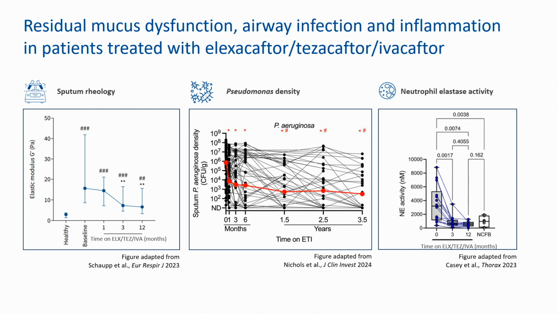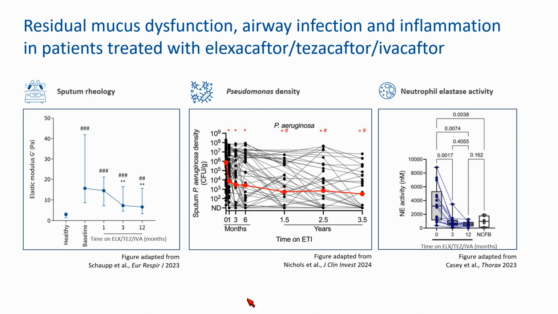And in these patients, although we don't have any really long-term data on treatment from early on, if we start this therapy in adolescents and adults, we see that it dramatically improves sputum rheology, here as the mucus elasticity, over 12 months. But if you see that little small dot here, it's the healthy controls. It's not returned to healthy levels. Similar for Pseudomonas density, we see an improvement over time, but it's not going down to zero. So we still have patients with Pseudomonas infections.